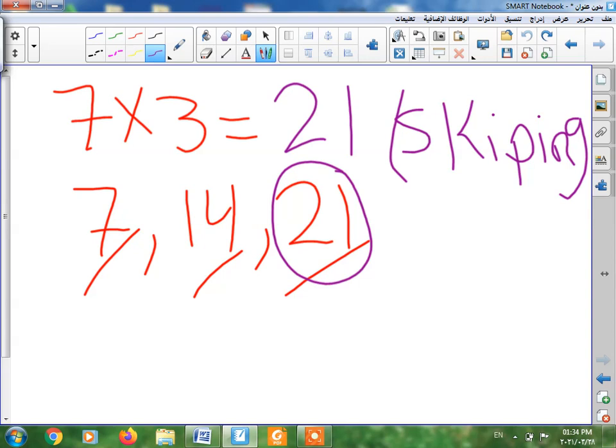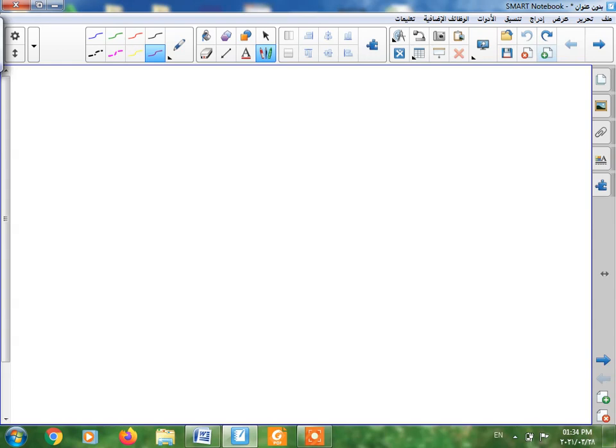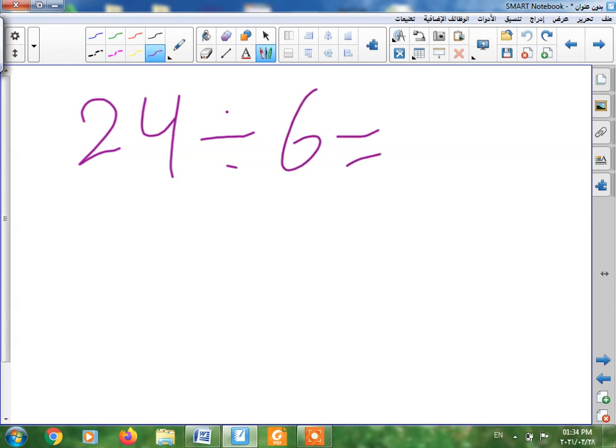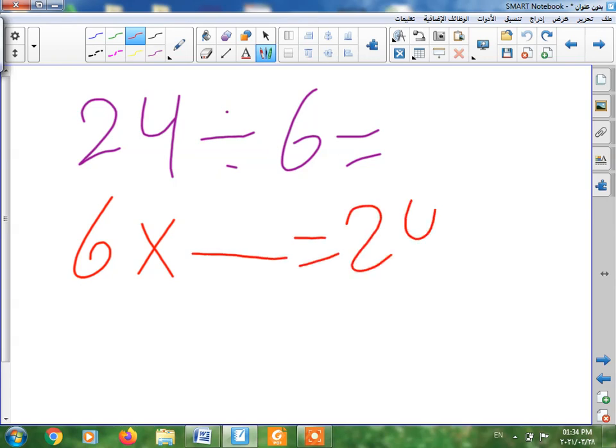After, how do we solve this problem? 24 divided by 6 equals what? By the same way, 24 divided by 6. What's the relation between division and multiplication? We say, if I say 6 times what equals 24? There is a relation between division and multiplication.